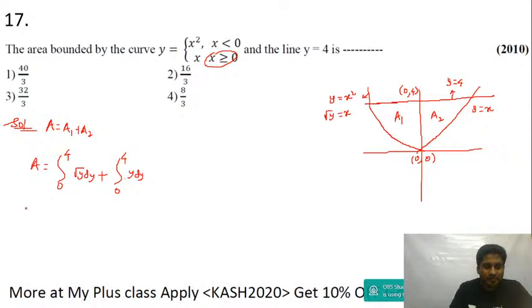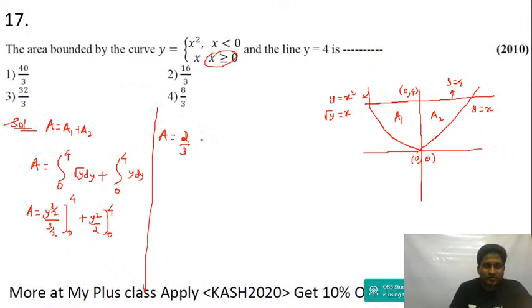Now capital A is equal to the integration of root y, which is y to the power of 3 by 2 upon 3 by 2 between the limits 0 to 4, and the integration of y, which is y square by 2 between the limits 0 to 4. So capital A is equal to 2 upon 3, upper limit is 4 to the power of 3 by 2, lower limit is 0, plus 1 by 2, upper limit is 4 square, lower limit is 0.